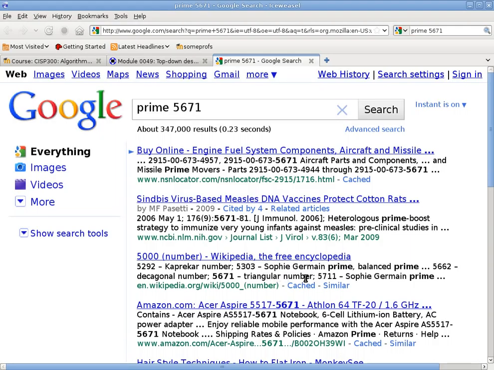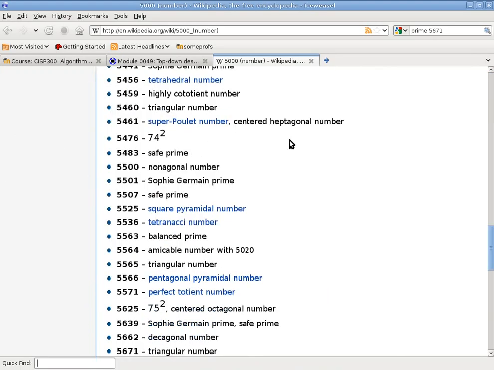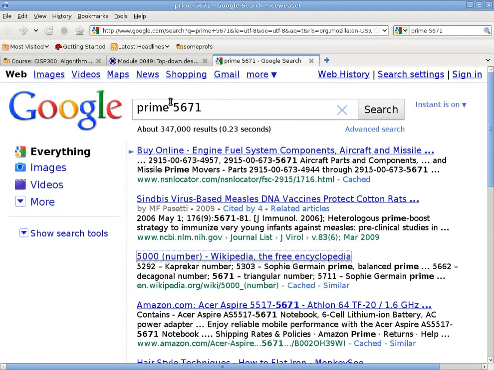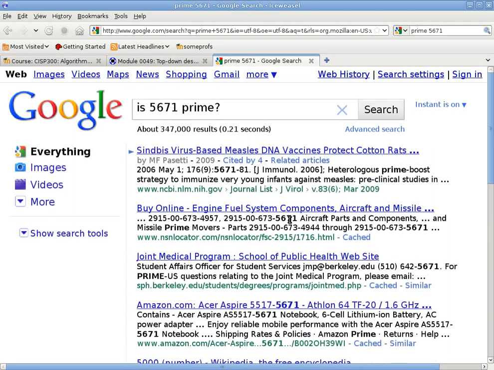Oh, maybe not. Triangular number. So 5671. Wait, why is it? Search. Oh, it's called a triangular number. Doesn't say whether it's prime or not. Hmm? Is 5671 prime? And end with a question mark just to be sure.